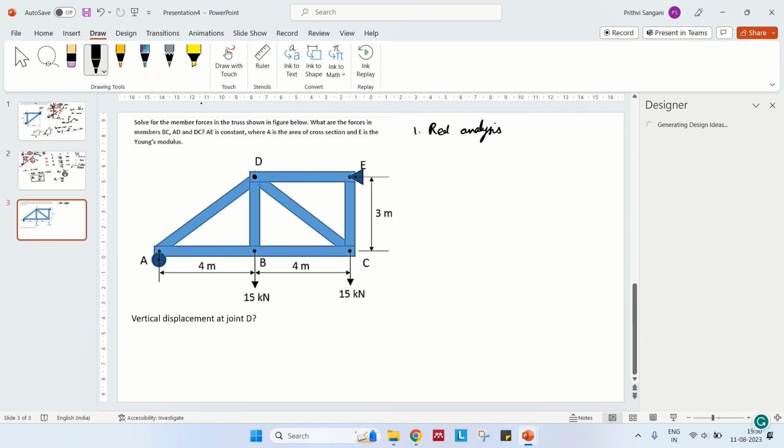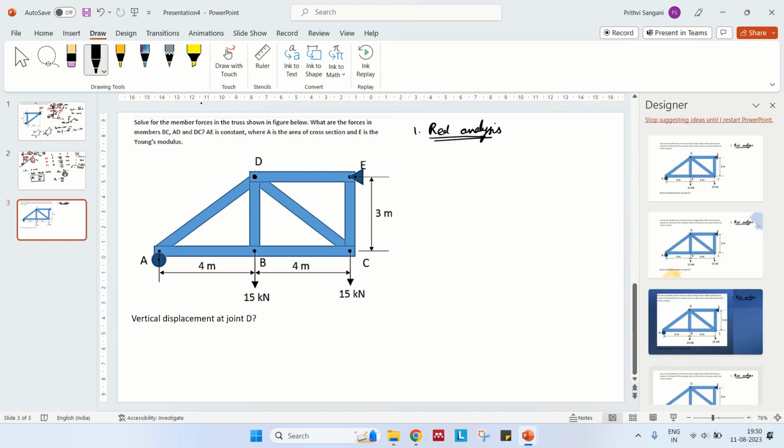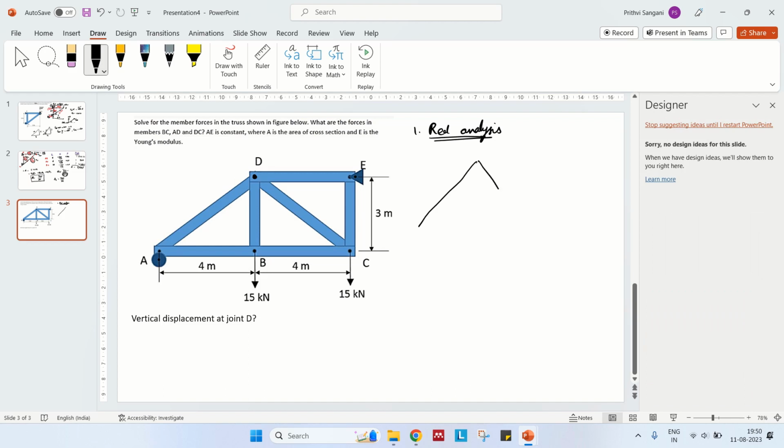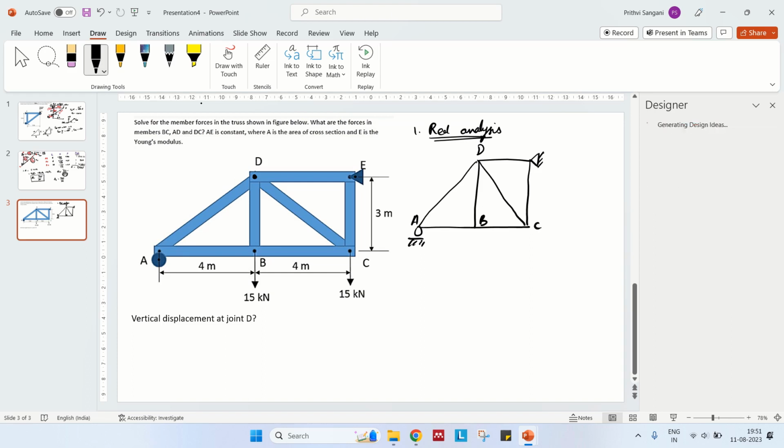So real truss analysis, that is what I mean. So let us simply draw this truss. We have the truss member here, and this is a roller support, and this is a hinge support. This is D, A, B, and C.